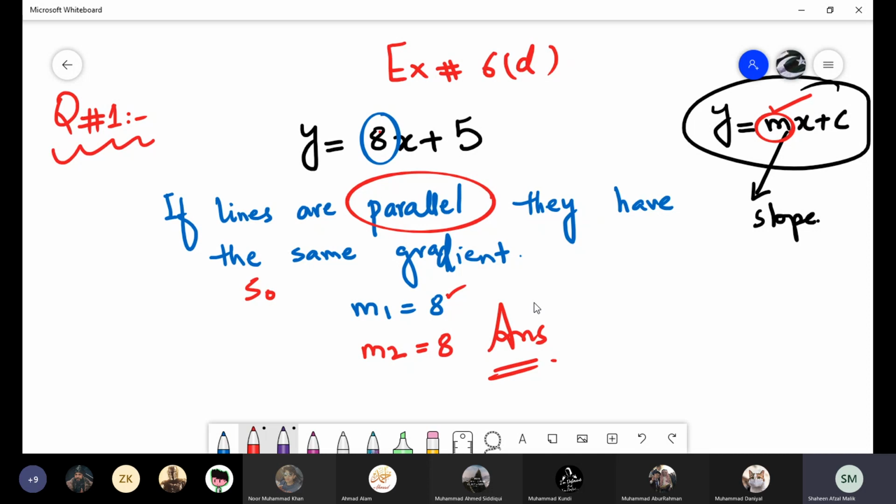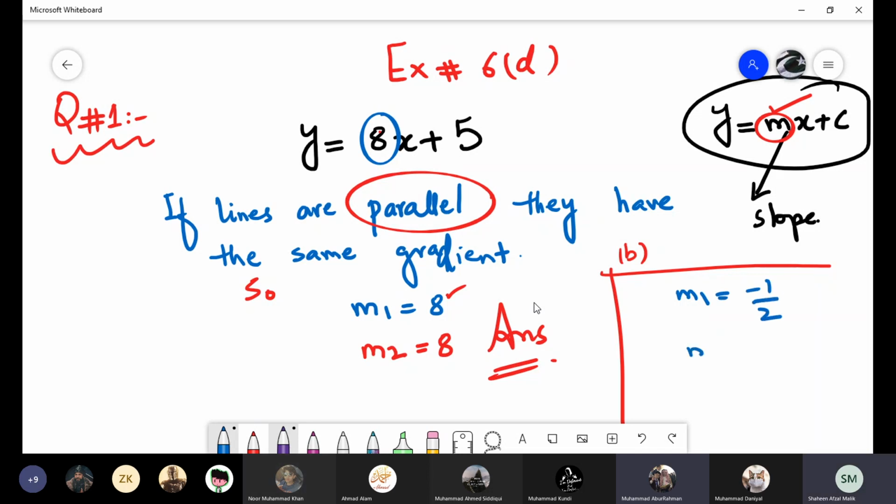Can you solve the B part? What will be the answer for the B part? Minus 1 over 2 is m1. So what will be m2? Same. Ma'am, minus 1 over 2. Very good. But you have to write this line there: because the lines are parallel, they have the same slope. Lines are parallel, so m1 is equal to m2. Minus 1 by 2 is m1 and m2 is also minus 1 by 2.